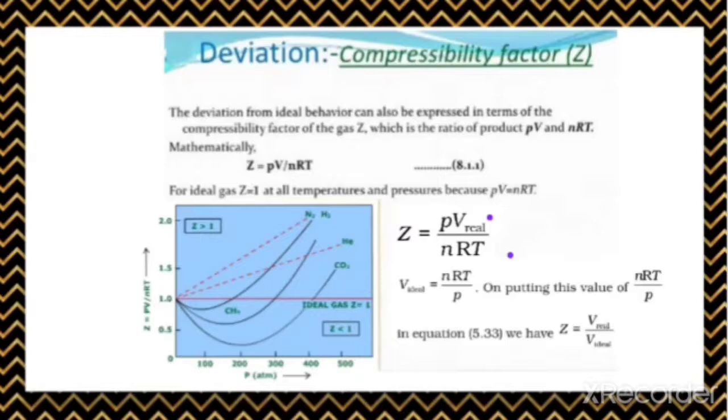So what will be the V ideal? V ideal is equal to nRT by P. On putting the value of nRT by P in the equation, we get Z is equal to V real by V ideal. So from this, what relation did we get? Z is equal to V real by V ideal. So that is all about the compressibility factor. It is a very important definition also, that is, what a compressibility factor is.